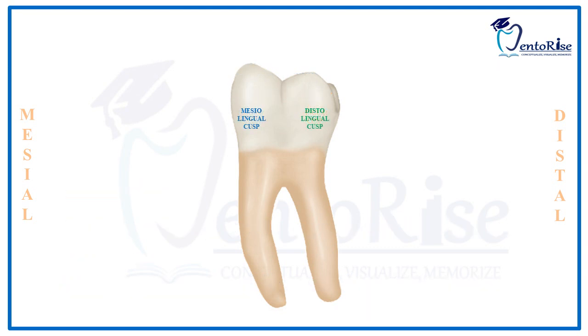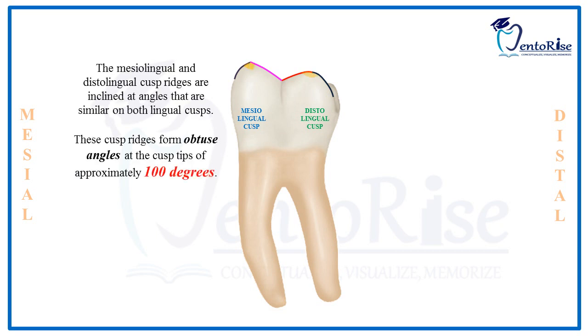Now, if you observe the cusp ridges of both the mesiolingual cusp and the distolingual cusp, then the mesiolingual cusp ridge and the distolingual cusp ridge of both these cusps form an obtuse angle of approximately 100 degrees at the cusp tips, as you can see in the figure.